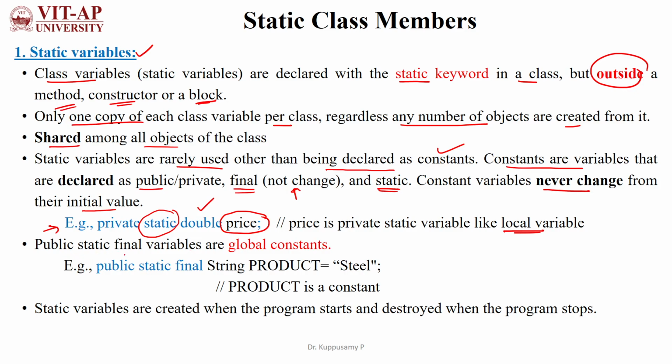The public static final variables are global constant variables. Here, the variable product has the value steel. The steel is a constant value because we are using the keywords final and static, but it can be accessed from any other class since it is using the public access specifier. Static variables are created whenever the program starts and destroyed whenever the program stops its execution.